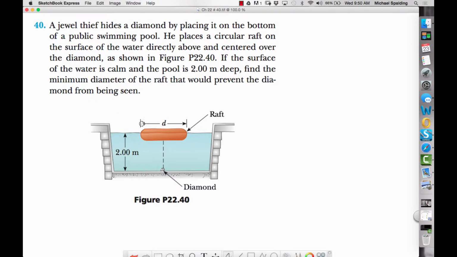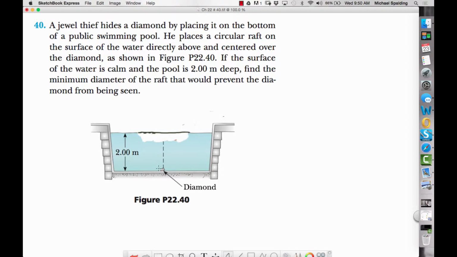But first, I want to just erase this raft. Let's just take the raft out and look at light rays. Get rid of the raft, and I'm going to draw in the water again. So here's the surface of the water, like that. Now, in this problem, the diamond is the source of the light rays.